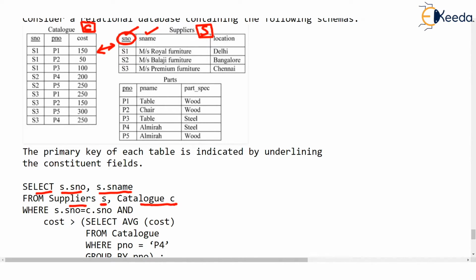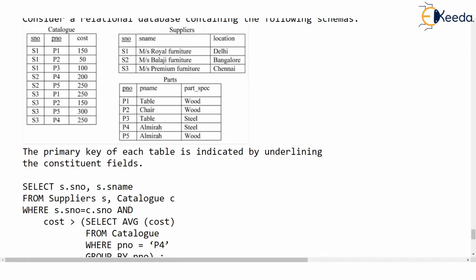Isn't it so? The join condition given is s.sno should be equal to c.sno. We are interested only in those rows of the Cartesian product, remember, Cartesian product will be formed, where the supplier number of the two tables matches. Now further, they have given one more condition on cost. So we are talking about cost in the table C. This cost must be greater than, and then the nested query starts.